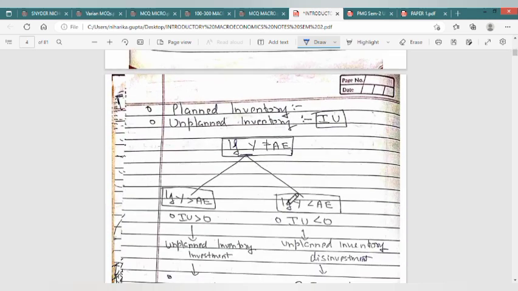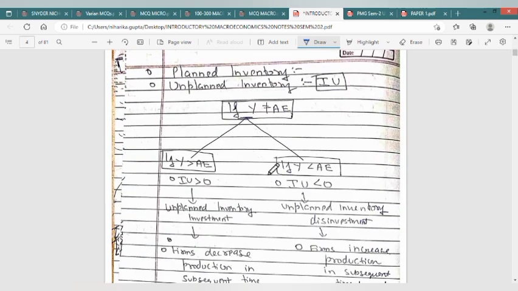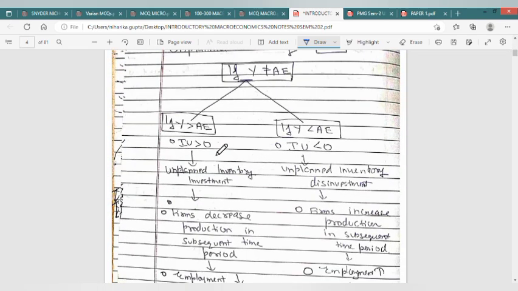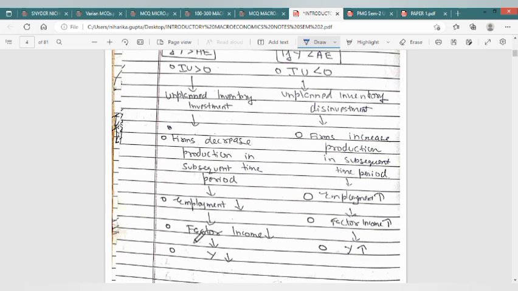Okay. Now we have some concepts like planned inventory and unplanned inventory. Like when unplanned inventory investment is positive, then output is greater than aggregate expenditure. Now firms do not have much demand for their output, so they decrease production. In the subsequent time period, the employment falls and factor income reduces, which leads to a fall in income.